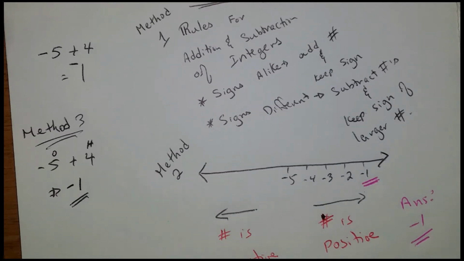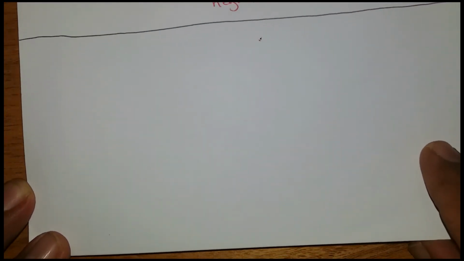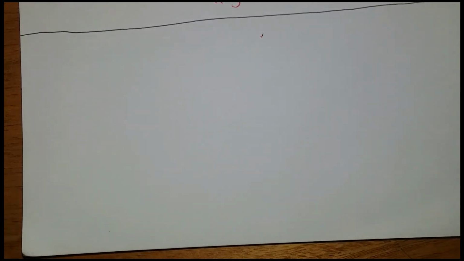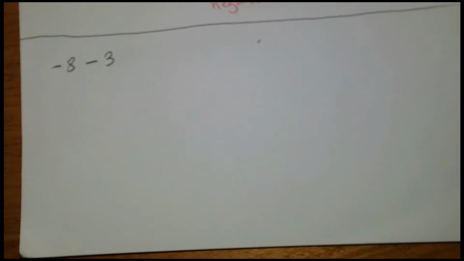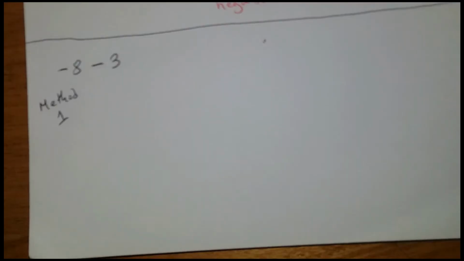All right, so let's do one more, and we're going to use the 3 methods to solve it. Let's say now that we have -8 minus 3. The first one said if signs are alike, you add the numbers and you keep the sign. The second was if signs are different, you subtract the numbers and you keep the sign of the larger one. Method 1. Are the signs the same or are the signs different?